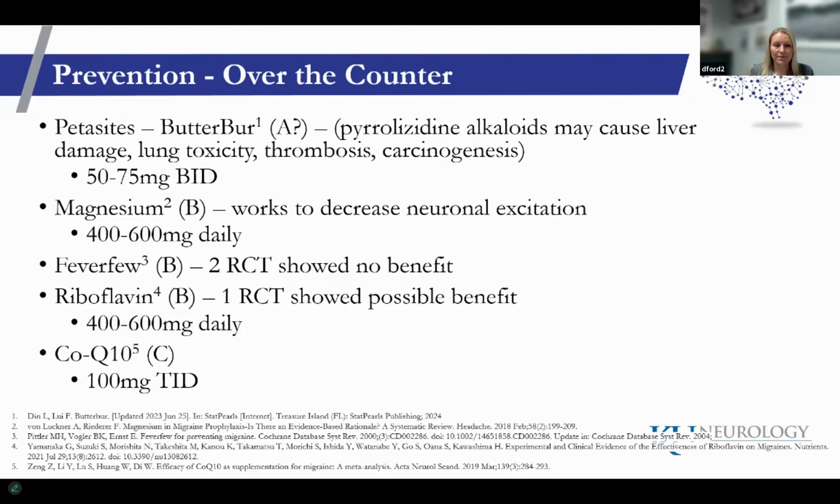So over the counter, a lot of people like over the counter options. I think these are fantastic. Butterbur is level A evidence, but it does have some risk for liver damage and lung toxicity if the patients are not using a quote purified form, and those are quite expensive to get. Magnesium is great, 400 to 600 milligrams daily, watch for diarrhea. Feverfew, we used to do it all the time. Turns out it doesn't work super well. Riboflavin had a possible benefit, but then there was another poster update at the American Academy of Neurology a few years ago that showed that it was probably more beneficial than we thought. And then CoQ10 is an easy one. So these are all cheap, over the counter, and quite safe to utilize for people who don't want to be on prescription medications. Next slide.